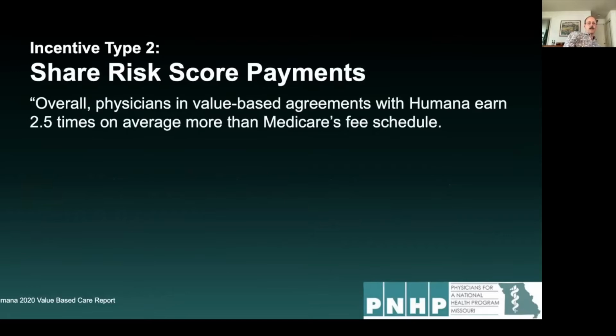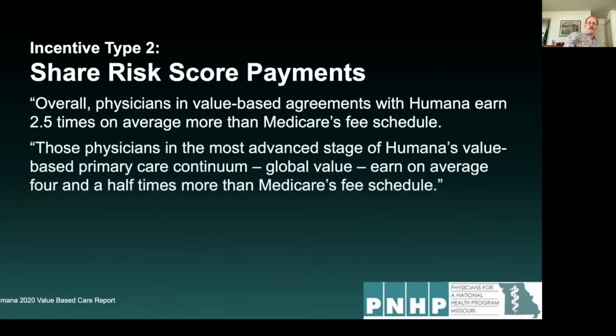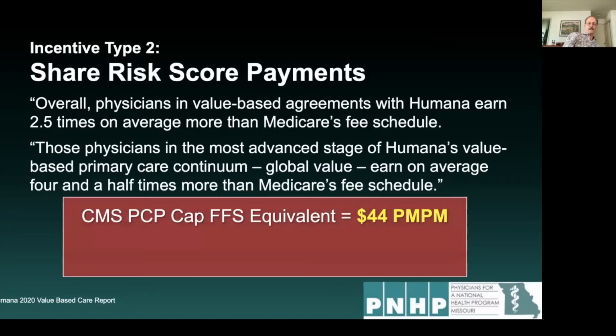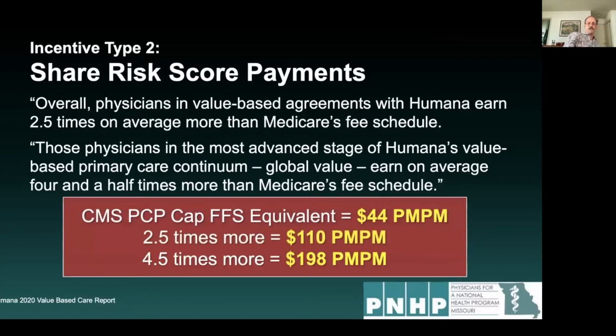Type 2, share risk score payment. With Humana, physicians in value-based payment agreements can earn 2.5 times more on average than using Medicare's straight fee-for-service fee schedule. And those physicians in the most advanced stage of Humana's value-based primary care continuum, global value, earn an average of 4.5 times more than with Medicare's fee schedule. That's instead of $44 per member per month, they get $198 per member per month.